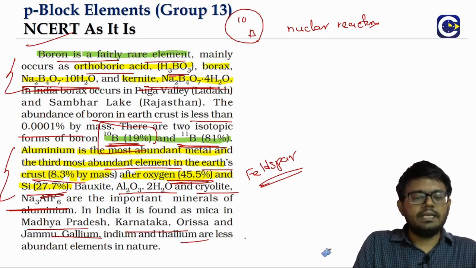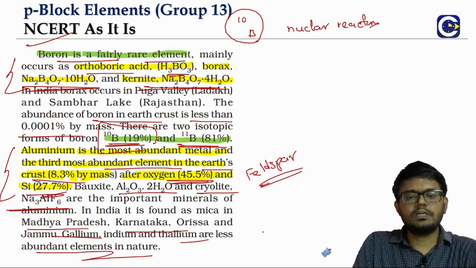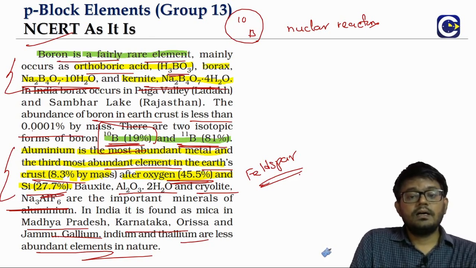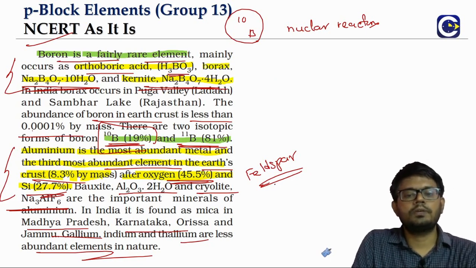Gallium, indium, thallium are less in terms of abundance. So particularly when it comes to abundance, we are talking about aluminum, because it's the most abundant metal and the third most abundant element in the Earth's crust. Boron, yes, in terms of abundance it is less, but we are looking here at the information about the two isotopic forms of boron, boron 10 and boron 11.